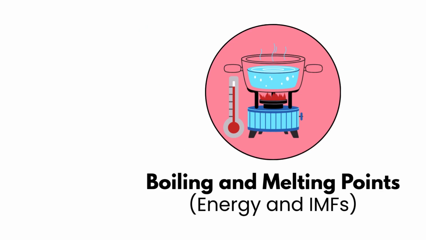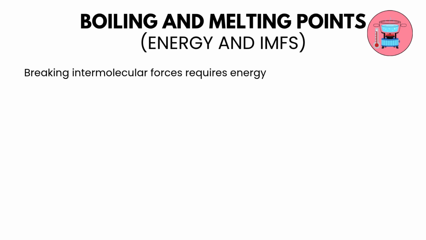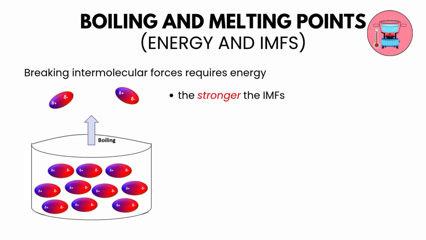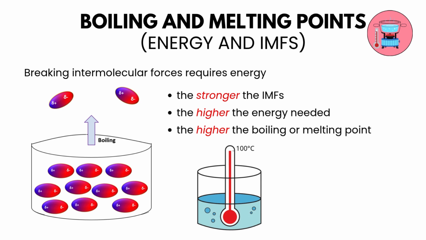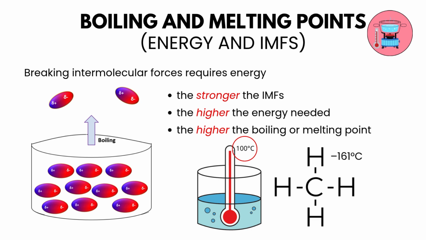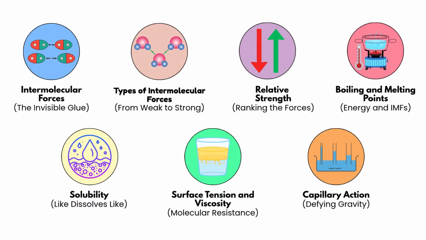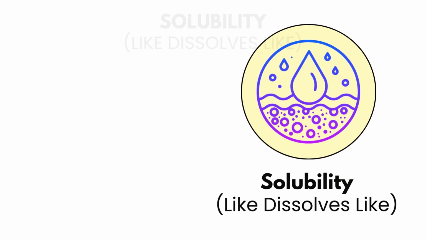Boiling and melting points, energy, and IMFs. Breaking intermolecular forces requires energy. The stronger the IMFs, the higher the energy needed, and the higher the boiling or melting point. That's why H2O, with hydrogen bonds, boils at 100 degrees Celsius, while CH4, with only dispersion forces, boils at negative 161 degrees Celsius.